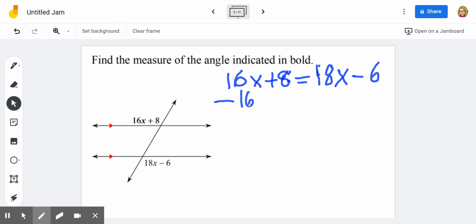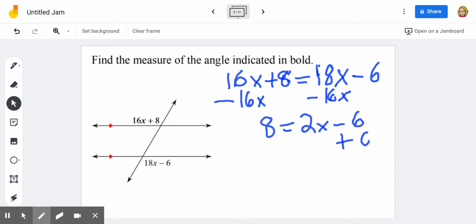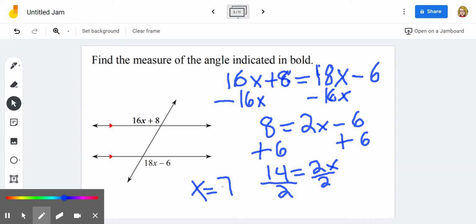So I'm going to solve for x first. I'm going to subtract 16x, so I get 8 is equal to 2x minus 6. Then add 6 to both sides, so 14 is equal to 2x. And then divide by 2, and x is equal to 7.